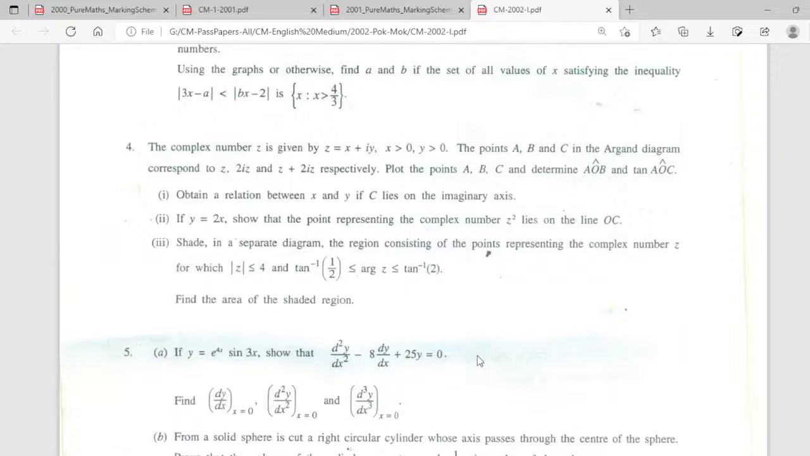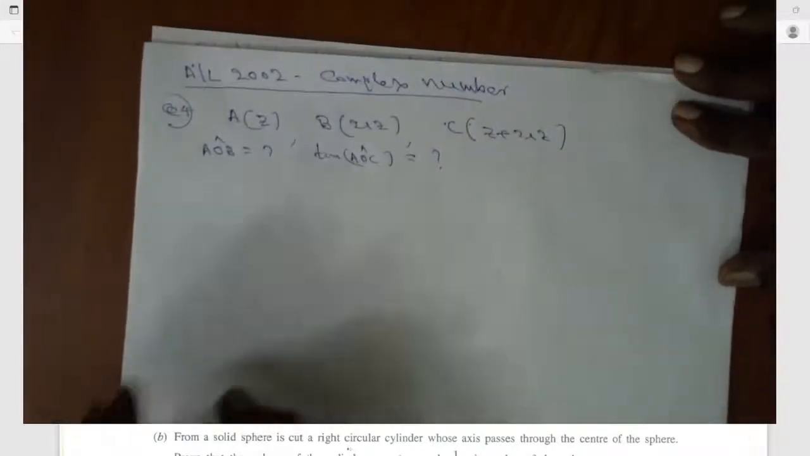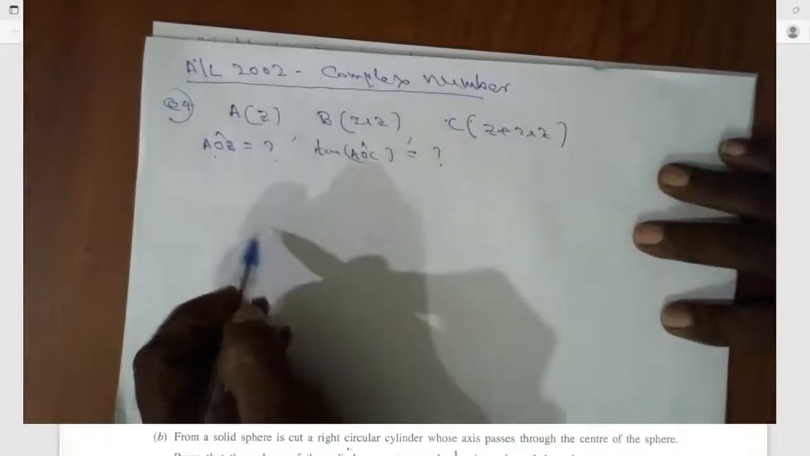The points A, B and C in the Argand diagram correspond to z, 2iz and z plus 2iz respectively. Plot the points A, B and C and determine angle AOB and tan AOC. Right? We have to plot these complex numbers and find AOB and tan AOC.